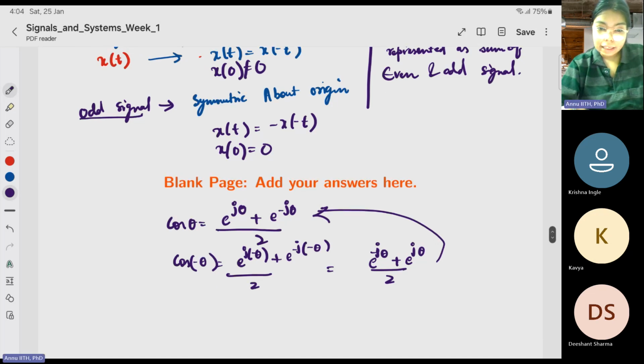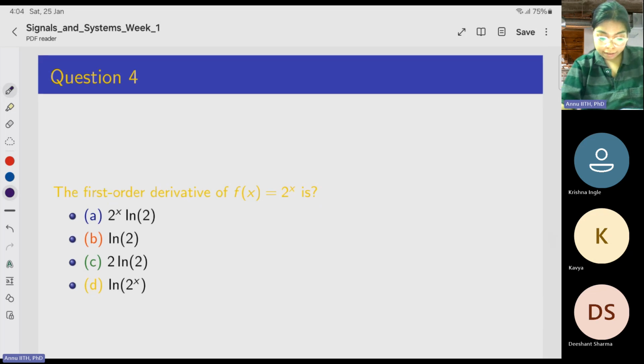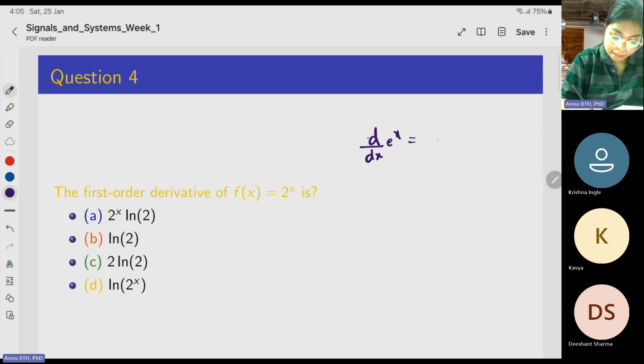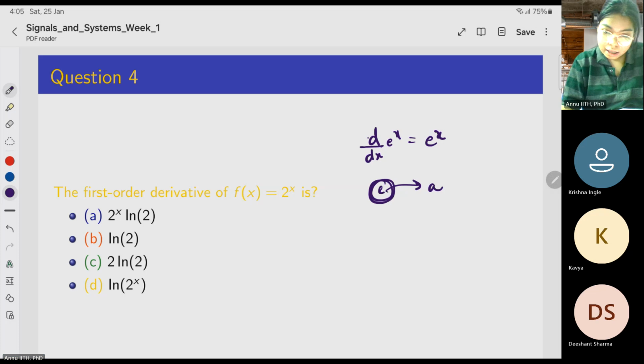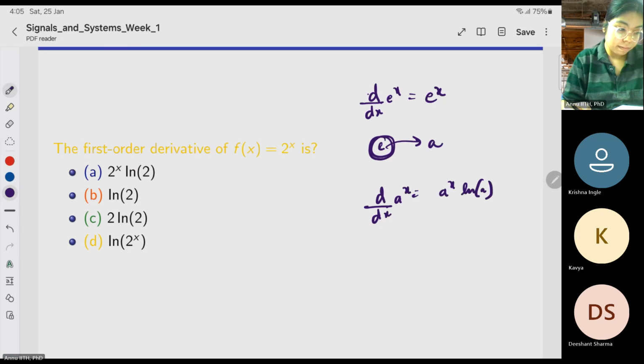So, okay, I'm moving to the next question. Tell me, what is the first order derivative of 2 power x? As we know, d by dx of e power x is simply e power x. What if e is not there? Instead, it is a. Do you remember the formula for d by dx of a power x? I'm giving you the formula: d by dx of a power x is nothing but a power x ln of a.